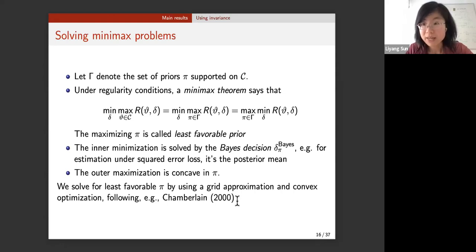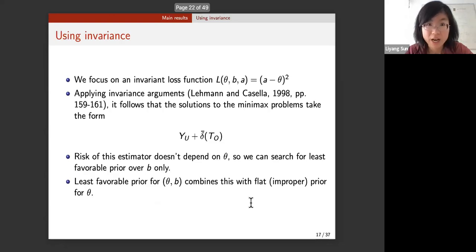And right now, it might still seem that we have to discretize both the prior for the target parameter as well as the nuisance parameter bias B, which could still be cumbersome. But for the case of squared error loss function, we're able to use invariance arguments to further simplify the problem.